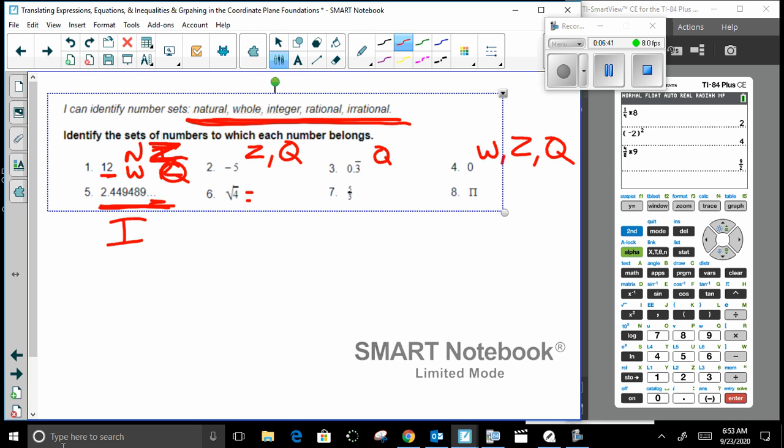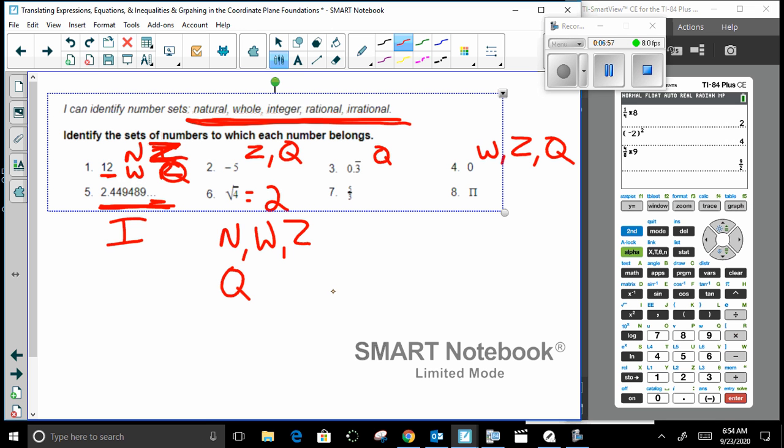What number times itself gives me 4? So the square root of 4 is 2. So now I need to look at the number 2. Is 2 natural? It is. It's whole. It's an integer. And it's rational. If it's rational, it cannot be irrational.